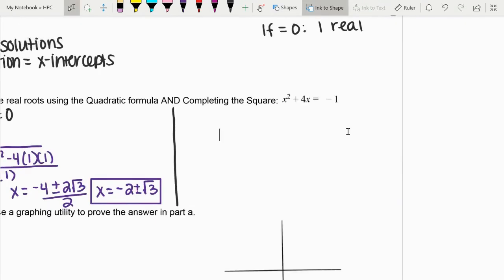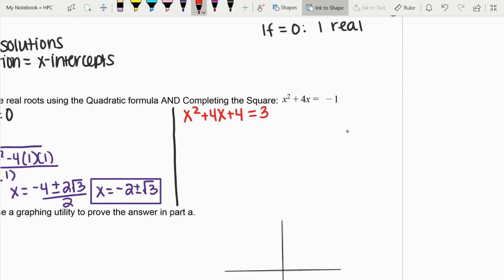Okay, so next we're going to find the real roots by completing the square. So I have x squared plus 4x. Okay, 4 is my b. So remember, you always want to divide b in half and then square it. So 4 divided by 2 gives me 2. And then if I square that, I get plus 4. Okay, now whatever I add onto the left-hand side of the equation, I have to add to the right-hand side. So negative 1 plus 4 will give me 3.